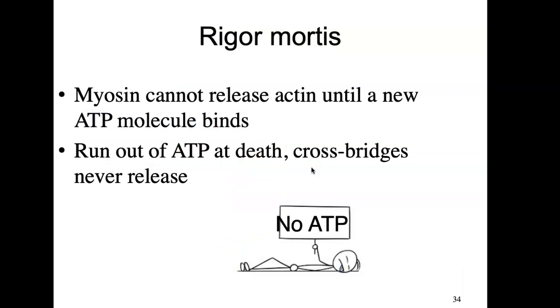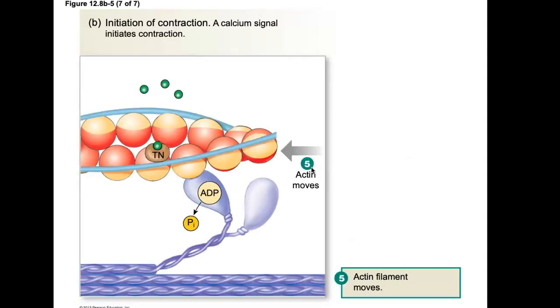Interesting to look at rigor mortis. So my little dead stick man, it cannot release actin. Myosin won't be able to release its actin until a new ATP molecule binds. So I'm going to take you back to the previous slide. I need ATP both for attaching onto this in the power stroke and also for detaching.